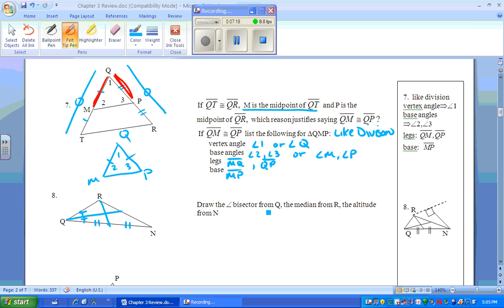And last but not least, the altitude. This is where you take a line, make it parallel to here, and it needs to be perpendicular to N. So it ends up being over here, and it's outside of the triangle for the altitude from N.